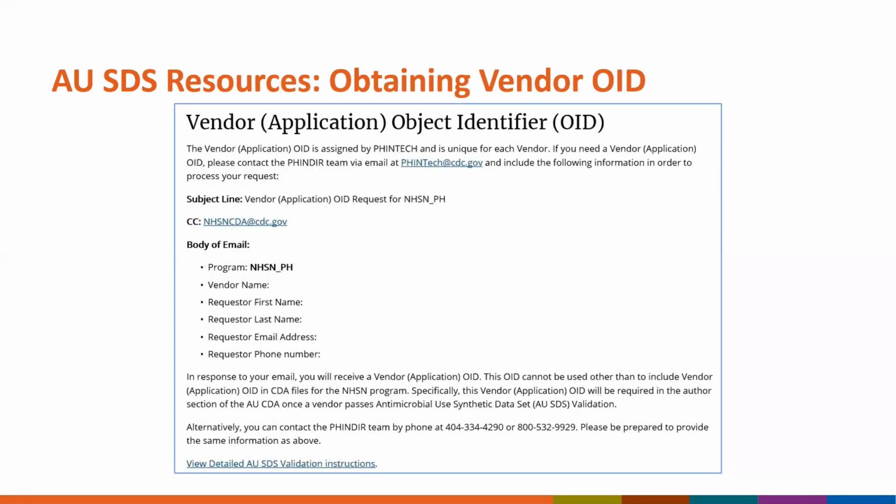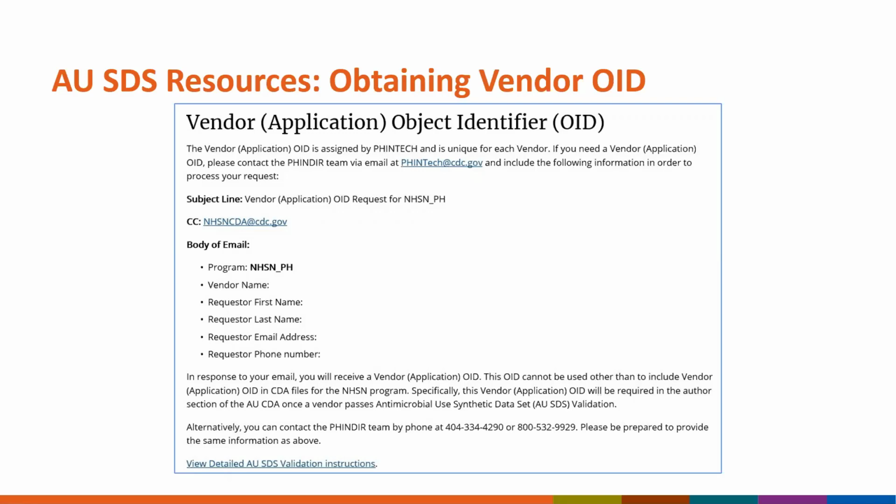So as mentioned on an earlier slide, I wanted to point out a couple of subpages. The Obtaining Vendor OID webpage is fairly self-explanatory. Please be sure you address the email to FinTech but also copy the NHSN CDA at cdc.gov mailbox for a vendor OID request. FinTech cannot answer AU SDS specific questions as they are only assigning the vendor OID.